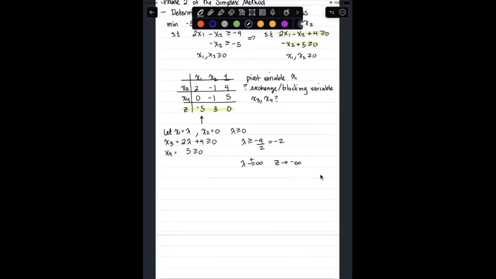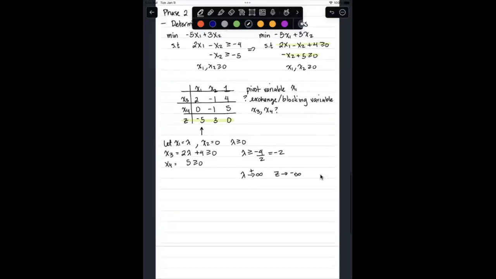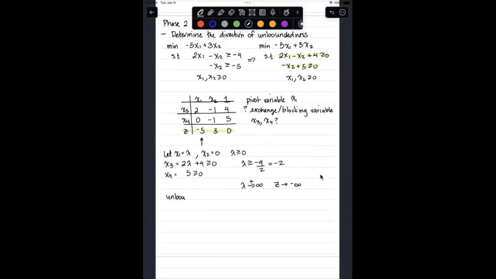And if we look at x4, it's pretty obvious to see that it's not dependent on x1 or x2. So therefore, we wouldn't be able to do the Jordan exchange using x4 as a blocking variable. Therefore, the problem is unbounded, and the direction of unboundedness is x1, x2 equal to lambda and 0.